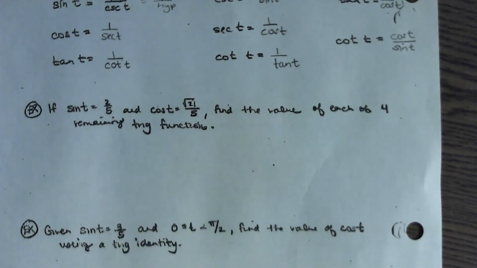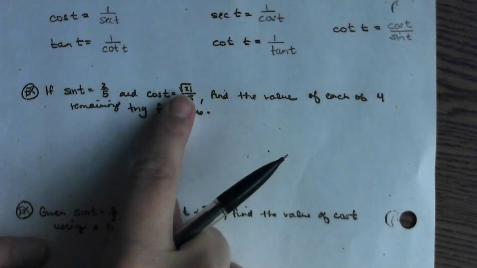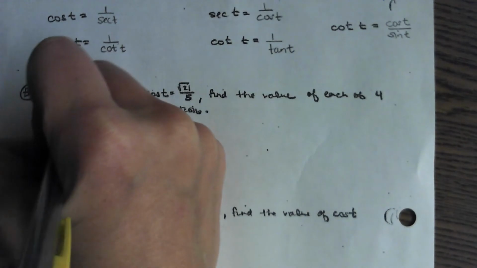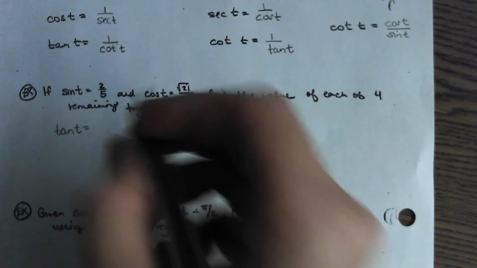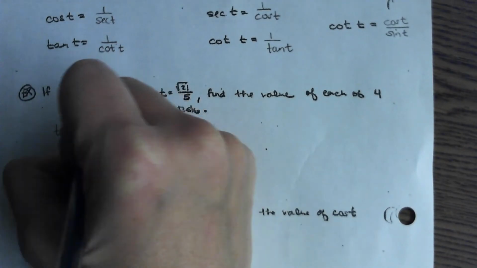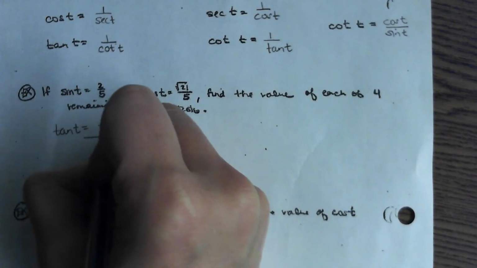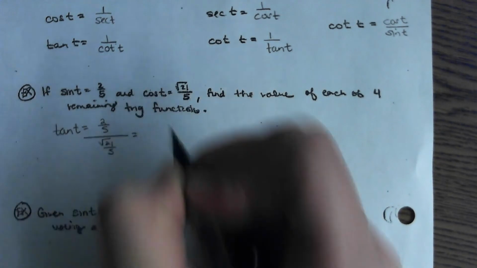So just so those are laid out. In the next one, we'll actually use this stuff. If the sine is 2/5 and the cosine is root 21/5, find the value of each of the 4 remaining trig functions. So sine, cosine, tangent is the next one we can give, which is just that sine value of 2/5 divided by the cosine value of root 21/5.